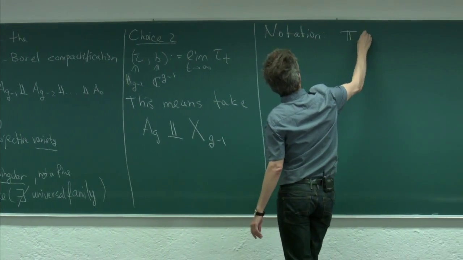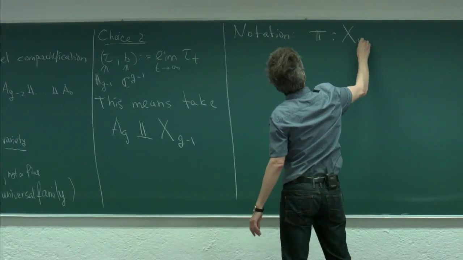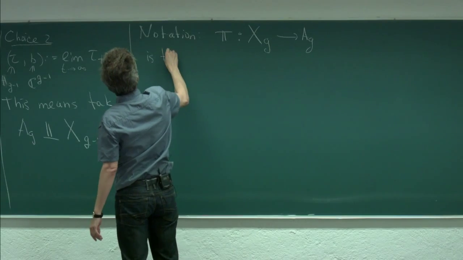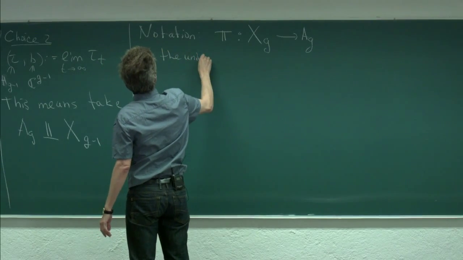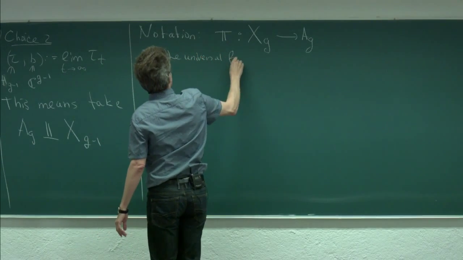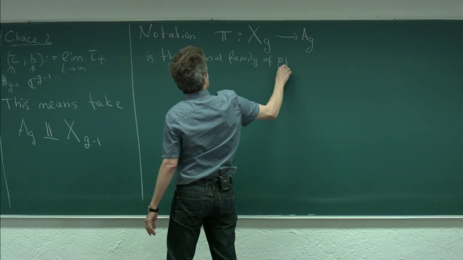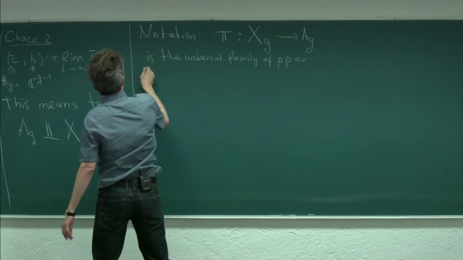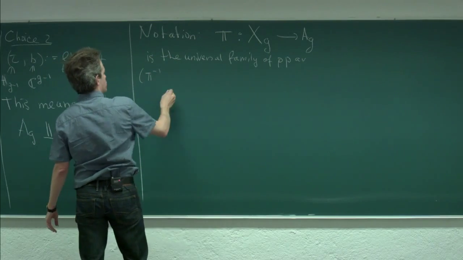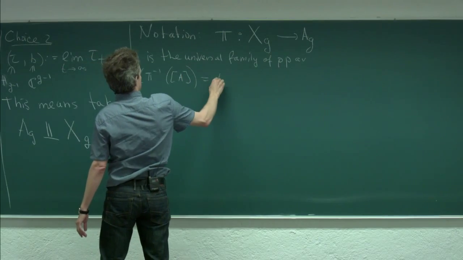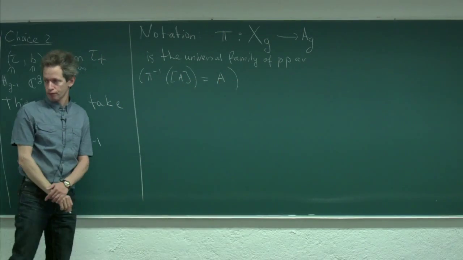And I'll stick to this notation from now on. X_g is the universal family of principally polarized abelian varieties. So what I mean by this is that the fiber over a class of an abelian variety is an abelian variety itself. Okay?